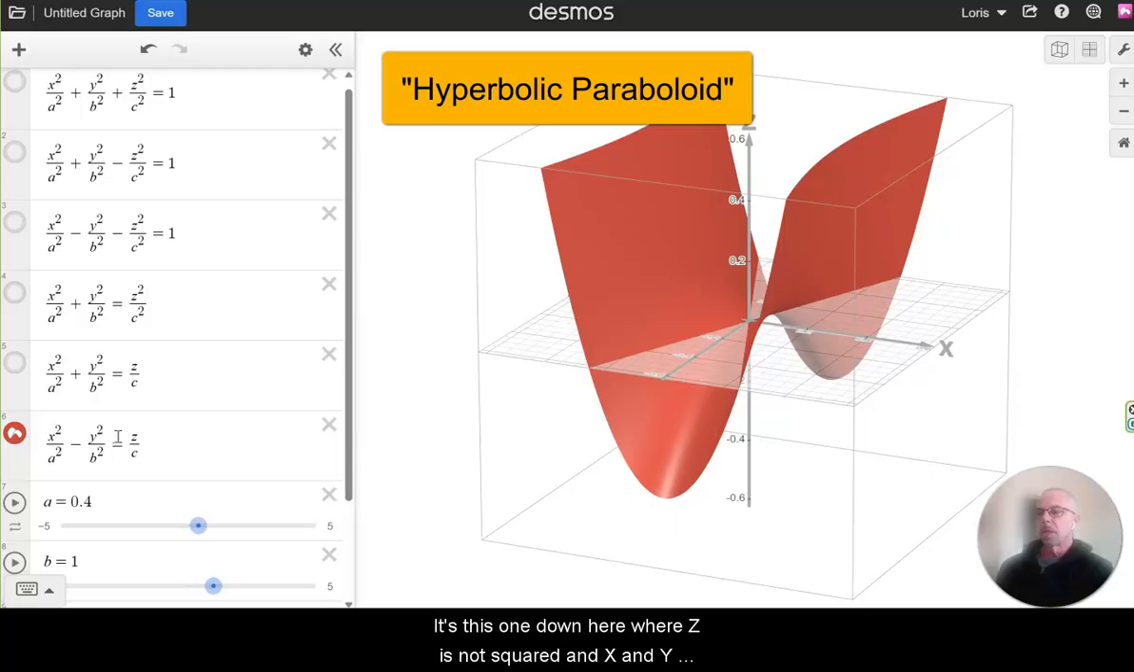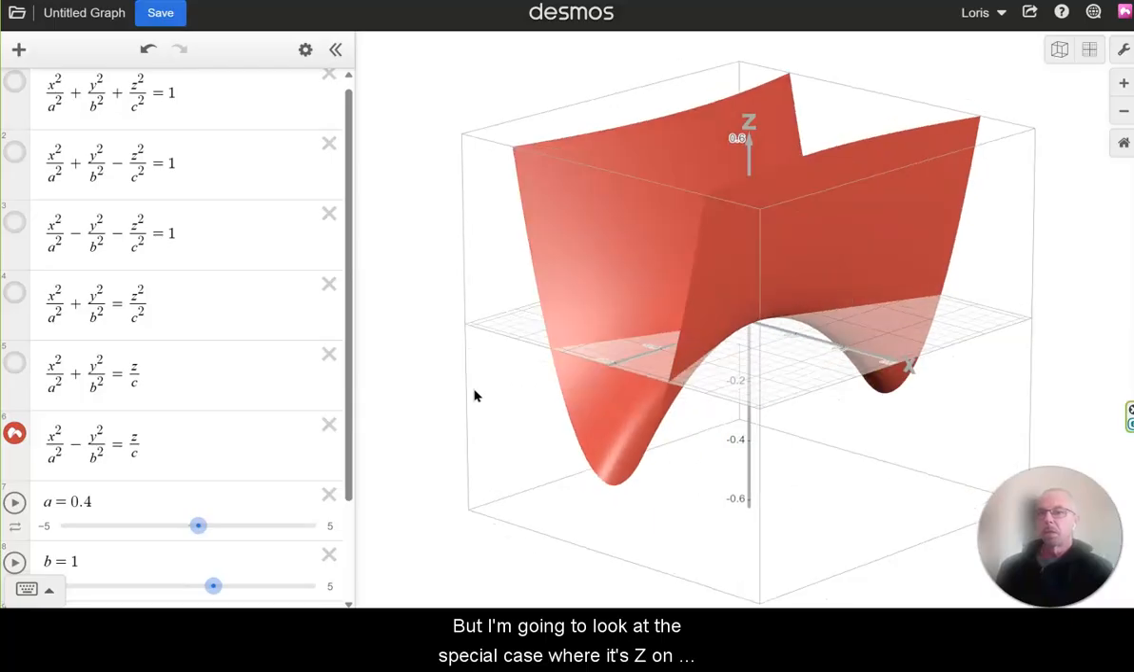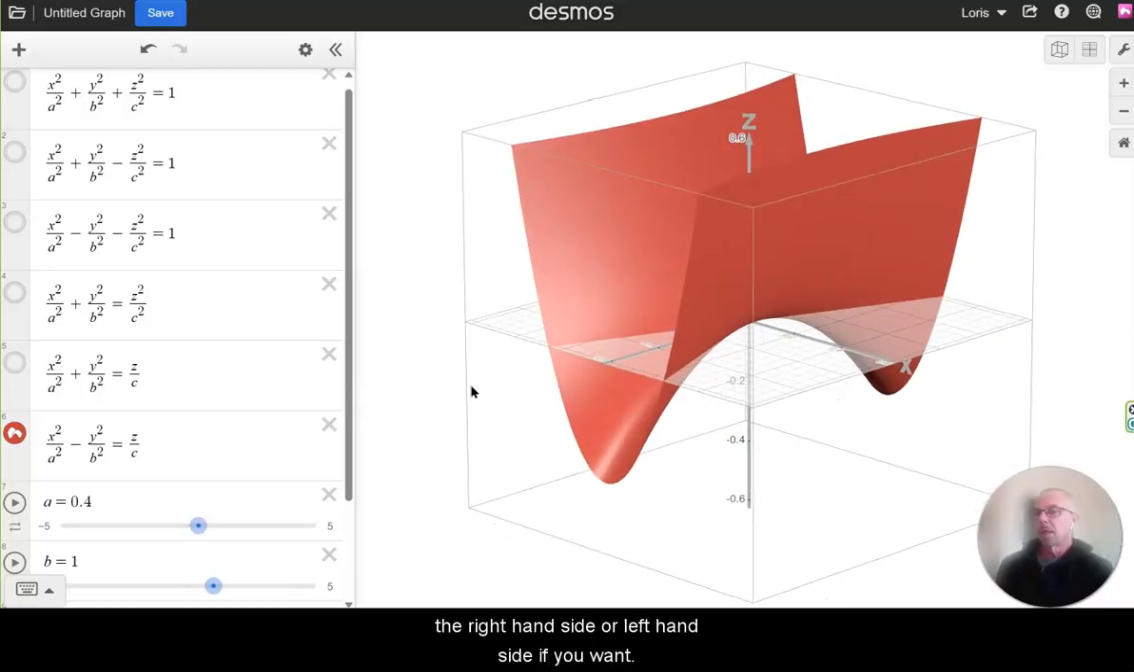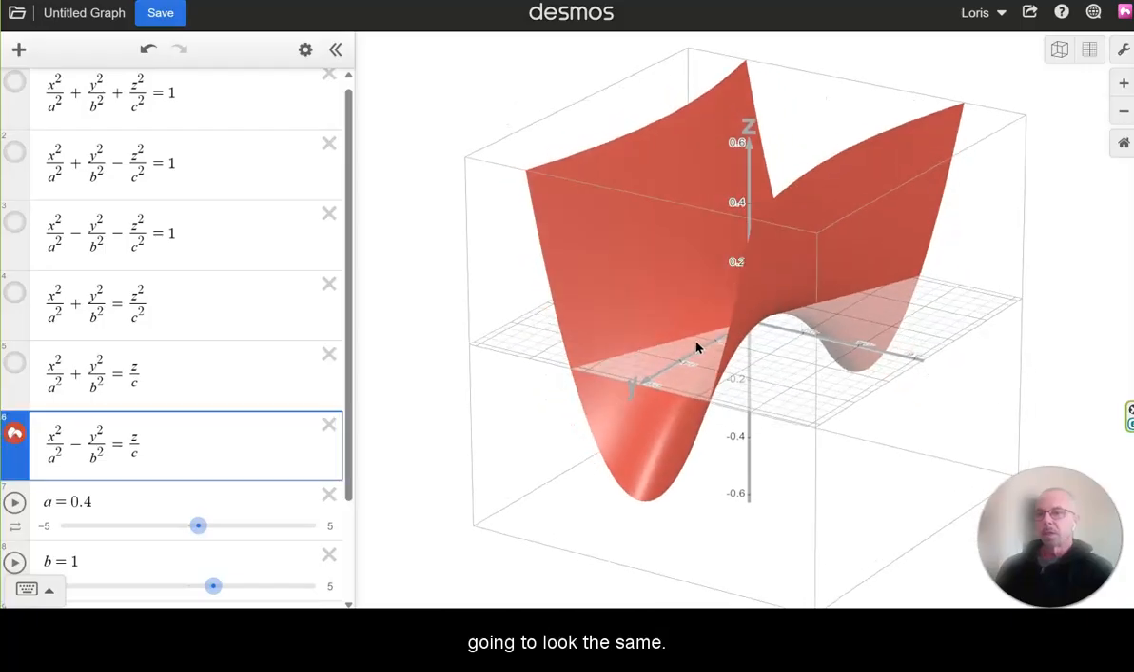It's this one down here where z is not squared and x and y are separated by a minus in between. Now, you can move these letters around so that it's y equals and then x and z on the left side. But I'm going to look at the special case where it's z on the right-hand side or left-hand side if you want. You can move this around so that it's z equals x squared minus y squared, and it's going to look the same.